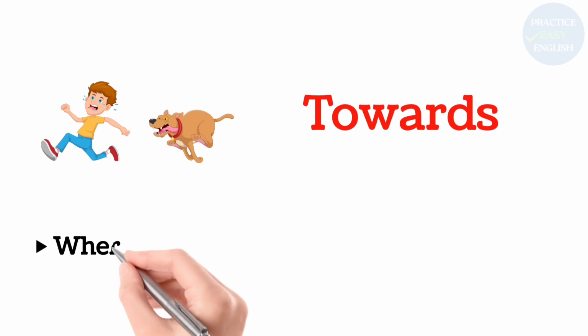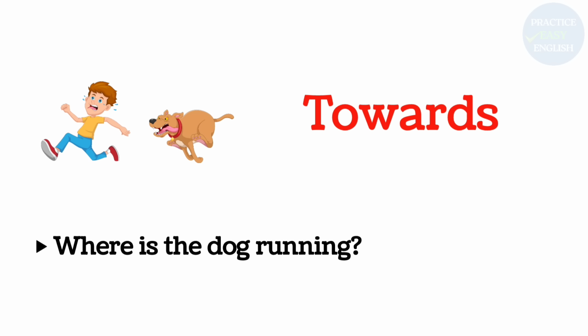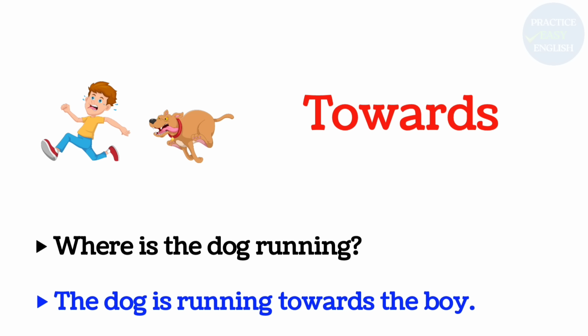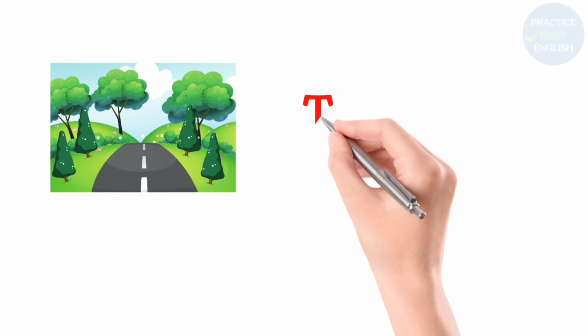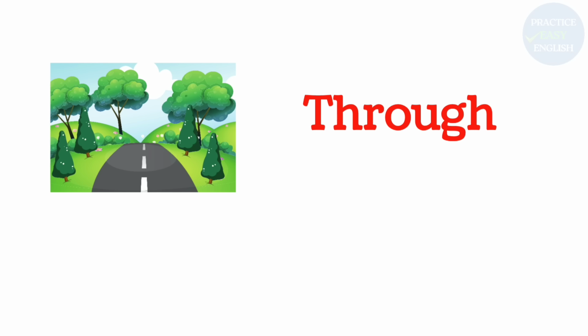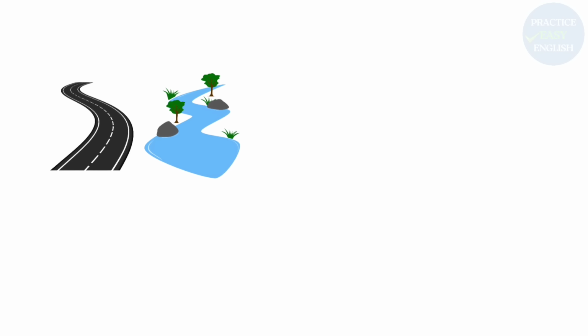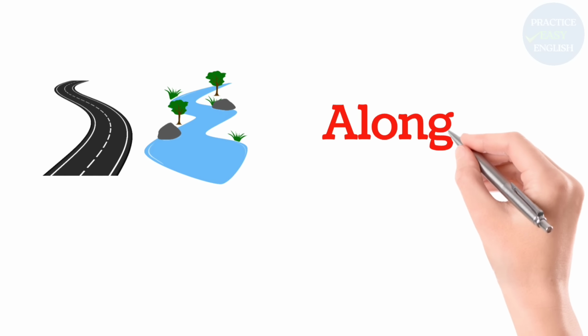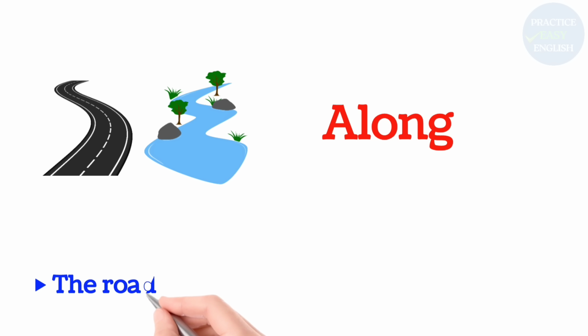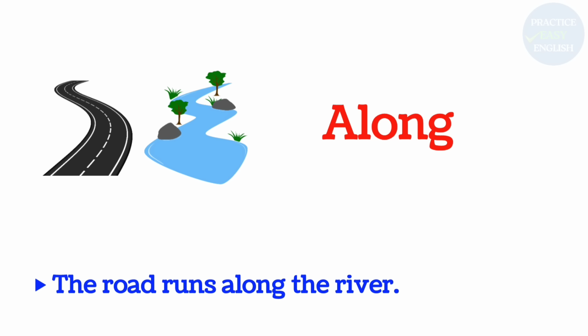Towards. Where is the dog running? The dog is running towards the boy. Through. The path goes through the hills. Along. The road runs along the river.